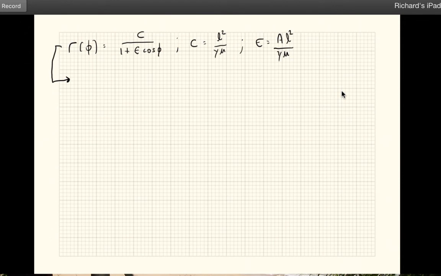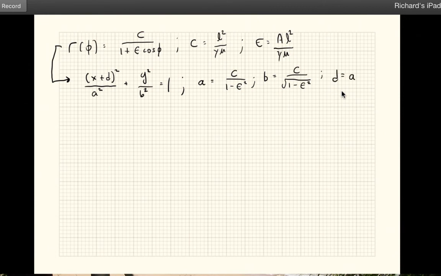Okay, so now what we want to do is cast this into the following form, an ellipse in Cartesian coordinates, where we have (x plus d) squared over a squared plus y squared over b squared is equal to 1, so we're offset from the origin along x. I think we all recognize that as the equation for an ellipse. In terms of the parameters from solving our problem, a is equal to C over 1 minus epsilon squared, b is equal to C over square root of 1 minus epsilon squared, and d is equal to A times epsilon.